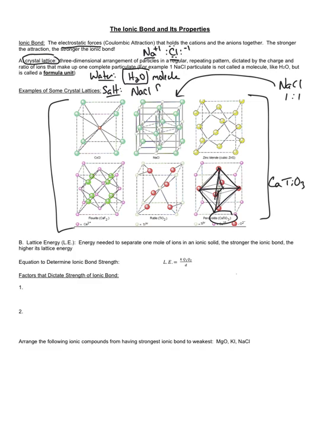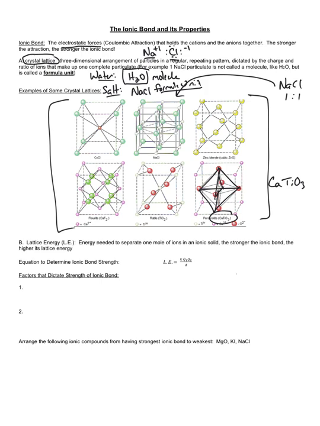Instead, the word that we use to describe it is a formula unit. So a formula unit to an ionic compound is the same thing as a molecule is to a covalent compound. It simply means the lowest unit of positive and negative ions that makes one particulate. That's called a formula unit.